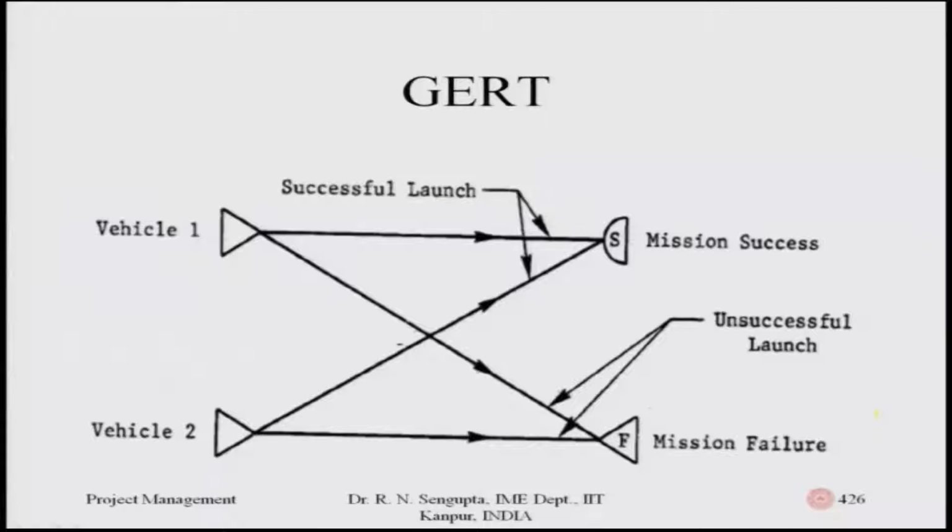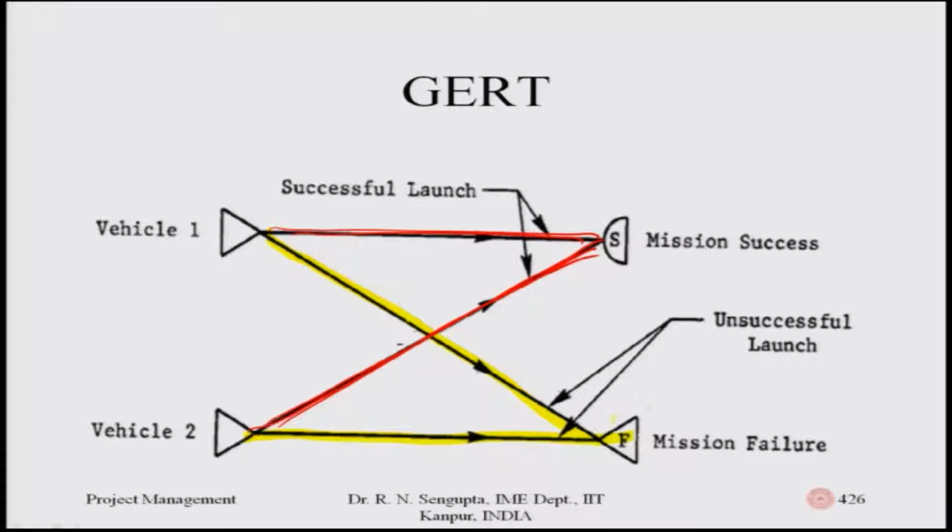So, the successful launch is these two arrows which I have. This is the successful launch. This is the successful launch. I will mark this with red, and the unsuccessful launches are these. These are marked in yellow.